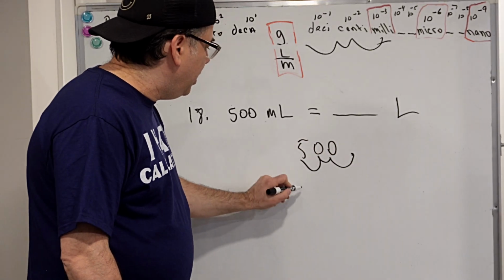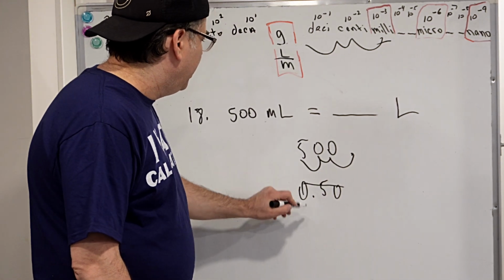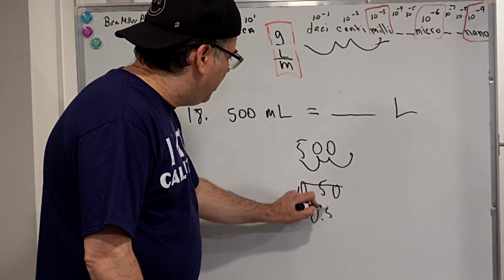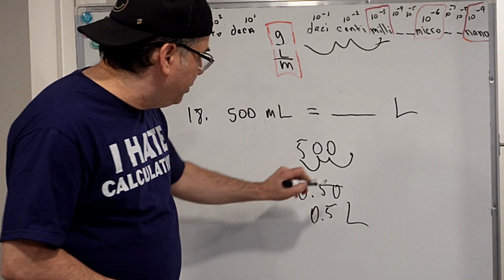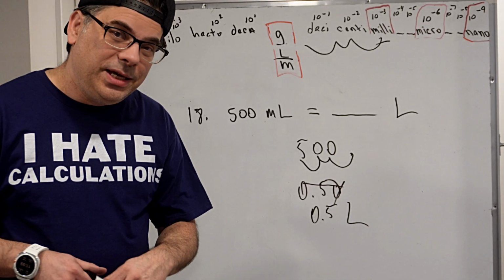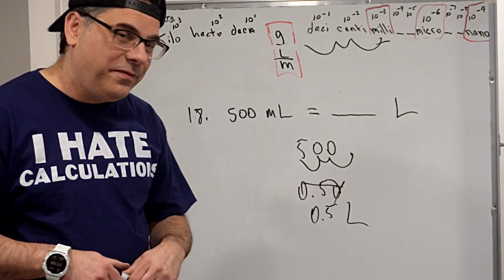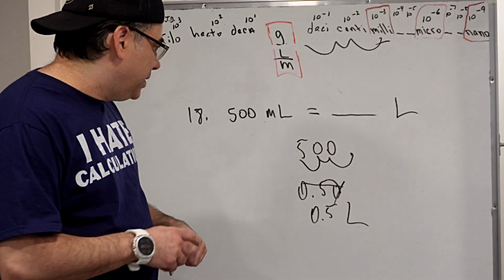1, 2, 3. Actually, nope. It's just going to be 0.5 liters. You don't put trailing zeros, because people can make a mistake, and if they don't see the decimal point, they may think 50 instead of 0.5. So we don't put trailing zeros.